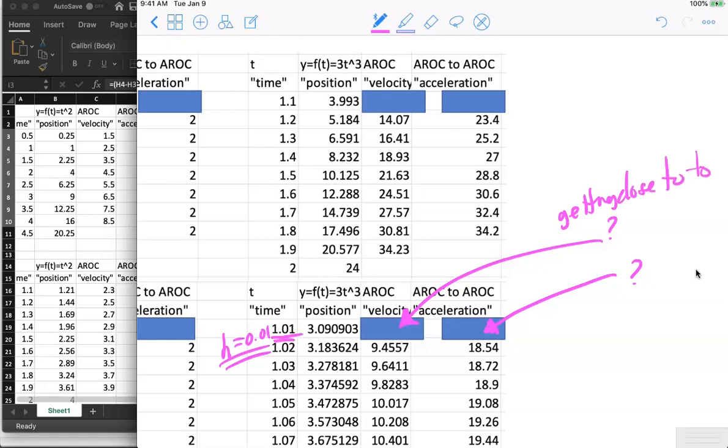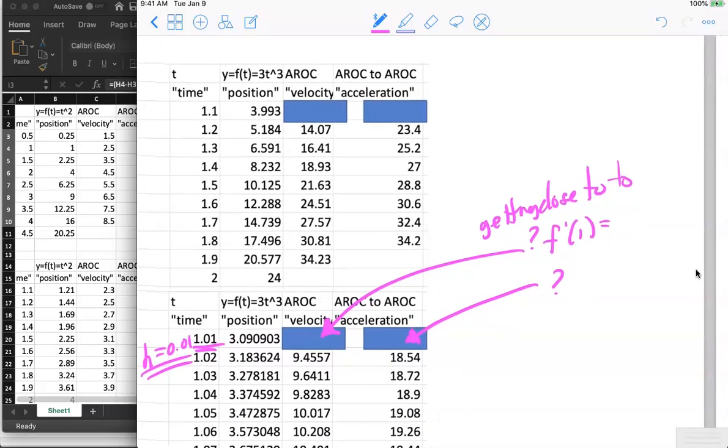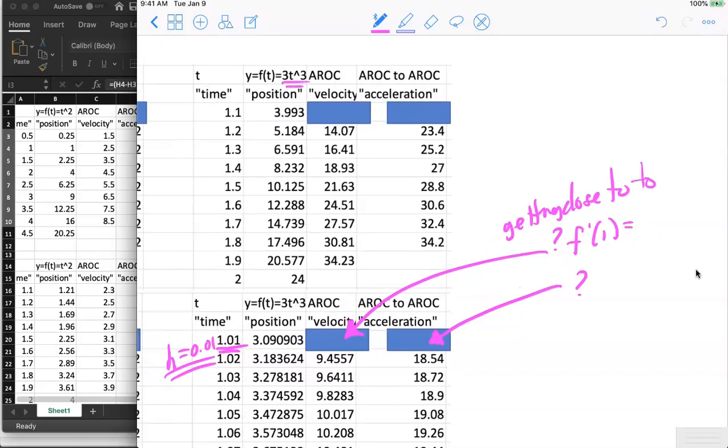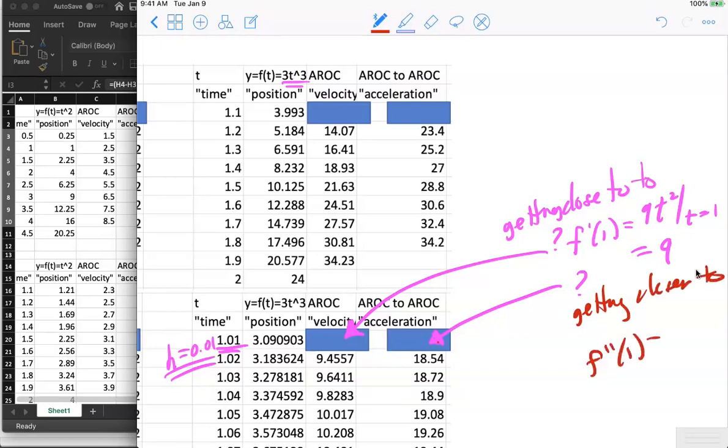And so what these numbers should be getting close to, right here, we're at a value of 1, so that blank should be getting closer and closer to f prime at 1. And because our function was 3t cubed, the derivative is 9t squared evaluated at t equal to 1. So that blank right there should be getting closer and closer to 9. And this blank here should be getting closer to the second derivative evaluated at 1, which is 18t evaluated at t equal to 1, which is equal to 18. So the first blank should be getting closer to 9, and the second blank should be getting closer to 18.